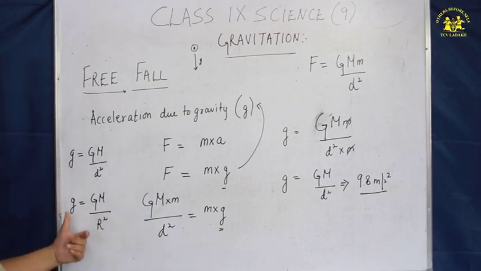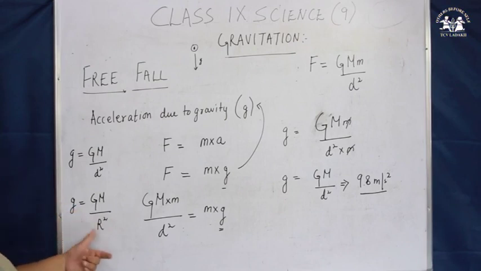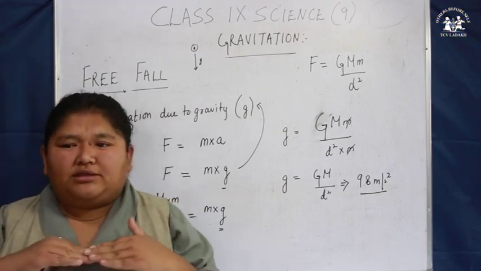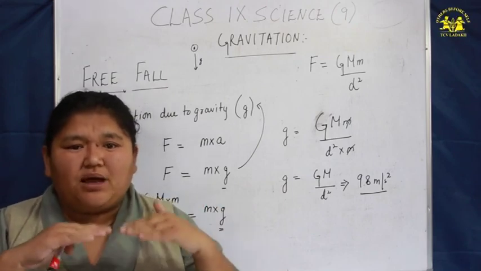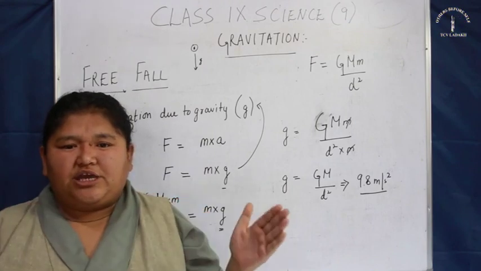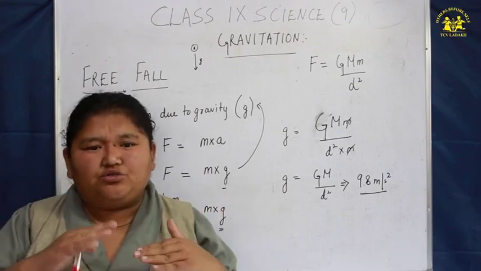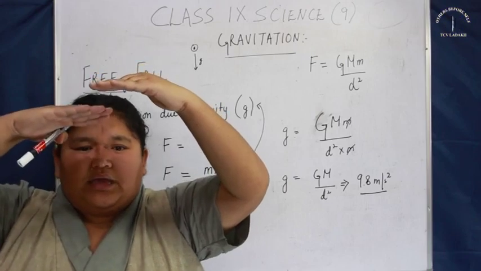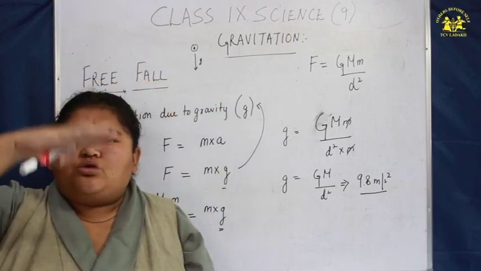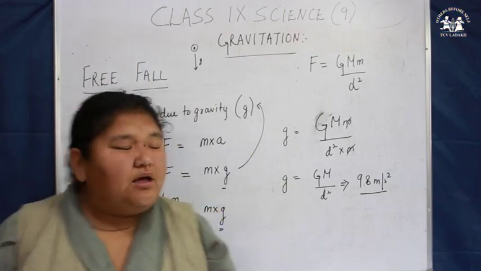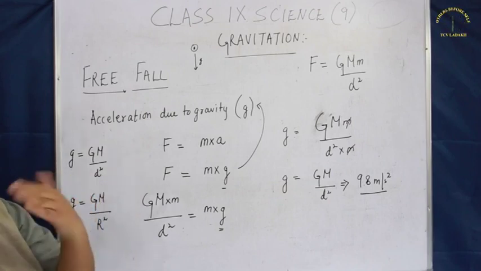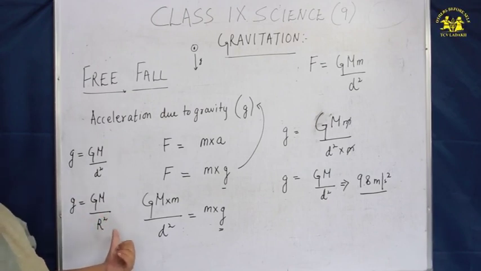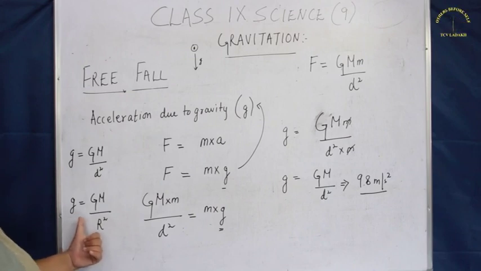So since the acceleration due to gravity is inversely proportional to the radius of the earth, it means when the radius increases, the acceleration due to gravity decreases, and when the radius decreases, the acceleration due to gravity increases. So the value of acceleration due to gravity is greater at the poles and smaller at the equator, because the radius is smaller at the poles.